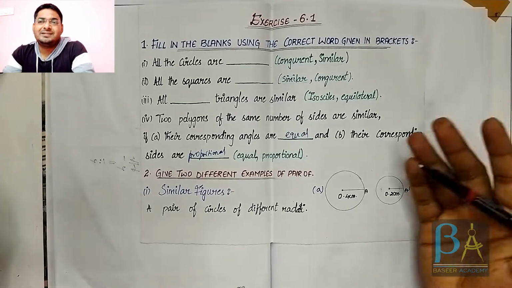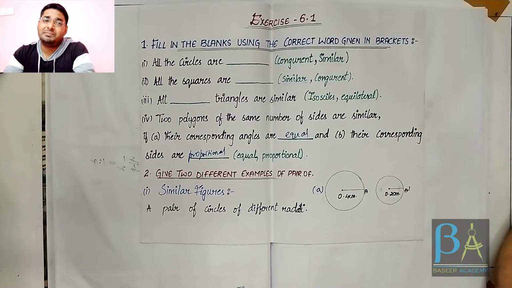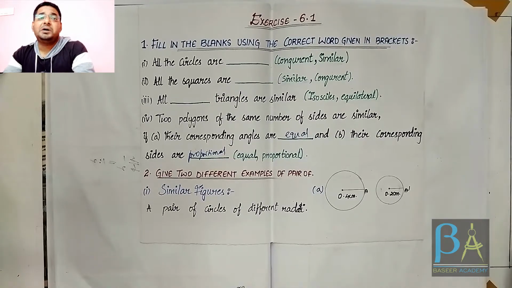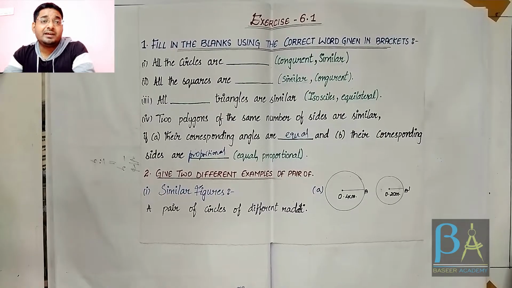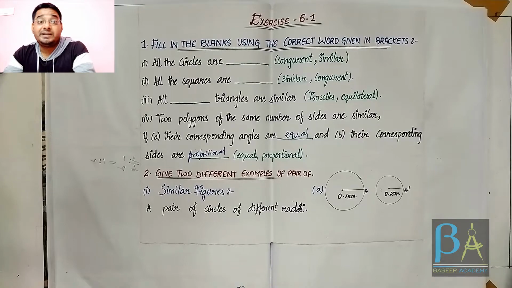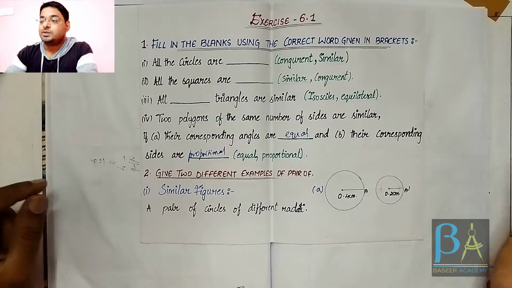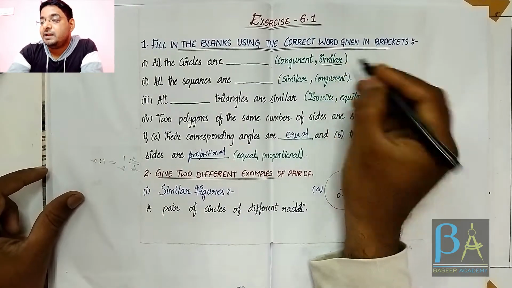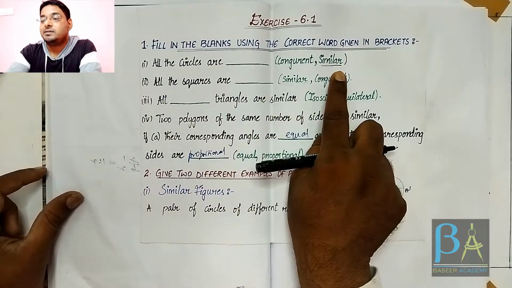Because obviously this is a circle, that is a circle, they have the same shape, but they may not have the same size, because one circle may have a smaller radius, let us say 3 centimeters, and the other circle may have a bigger radius, let us say 6 centimeters. So when they have different radii, the size is going to differ. They cannot be congruent because the size is different. But they will be similar because they have the same shape. So what should be our answer here? Similar. All the circles are similar.